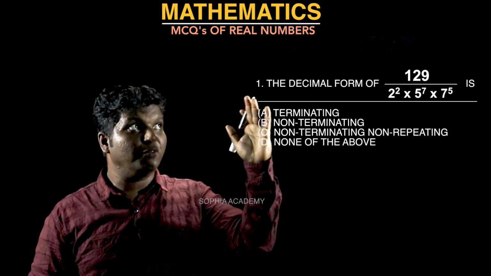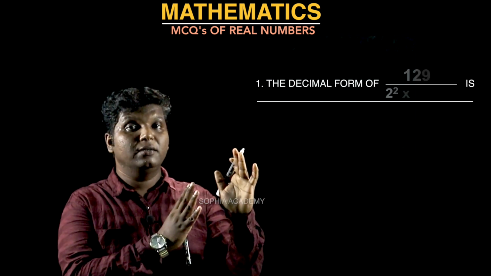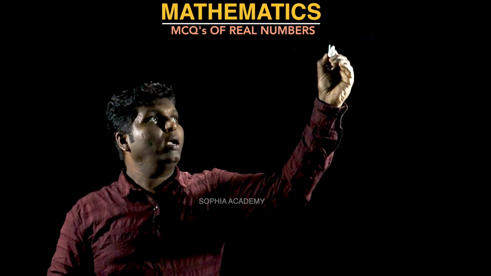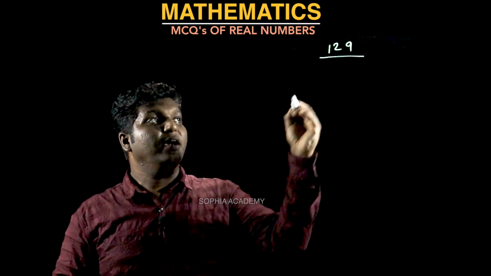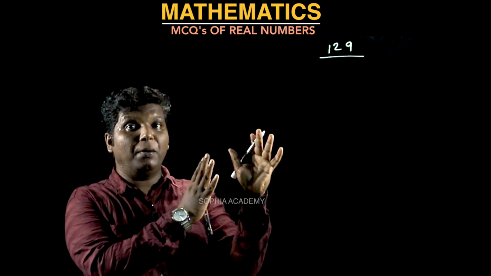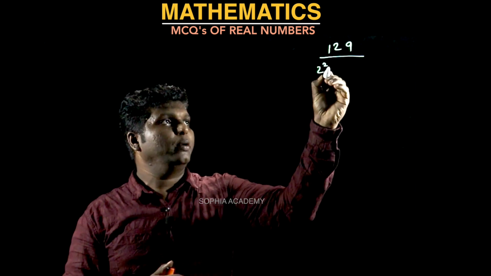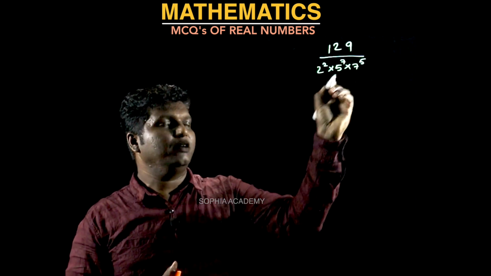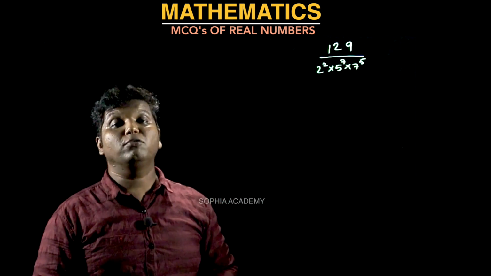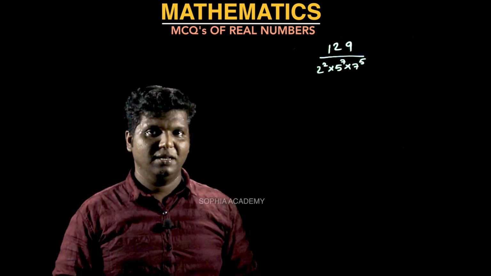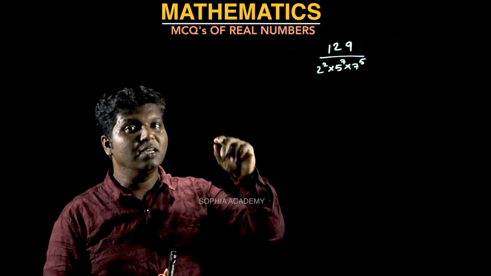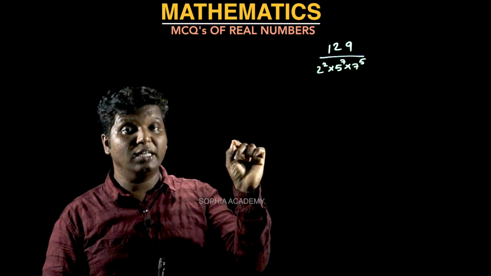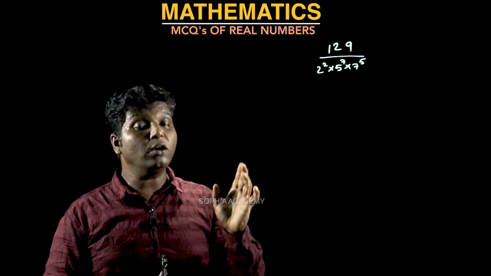First of all, fix your eyes on the fraction given. What is the fraction number given here? It is 129 divided by, on the denominator part, 2 square, 5 raised to 7, 7 raised to 5. The main thing you have to focus on is the denominator part, because here the question has 4 options: terminating decimal, non-terminating decimal, non-terminating non-repeating decimal.